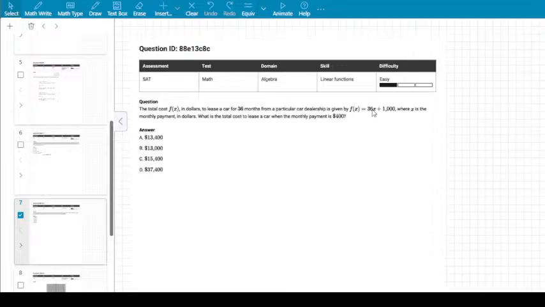So x is the monthly payment here, so the cost is given as a function in terms of the monthly payment, and we are given the monthly payment here, so this is a direct substitution problem. So try to get the answer and then we can see if it is correct or not, and then we'll solve it together.